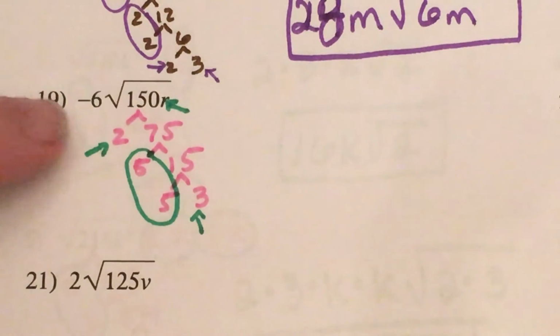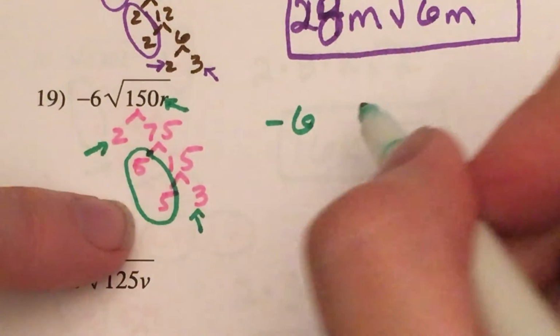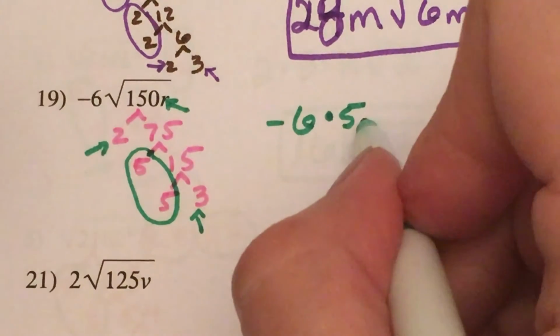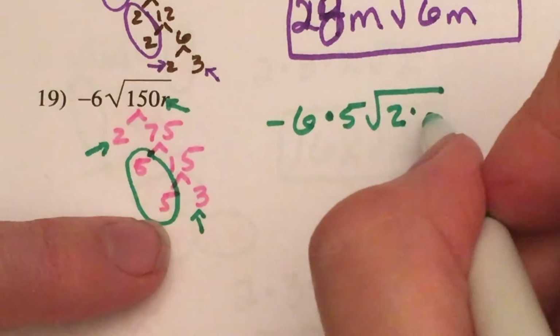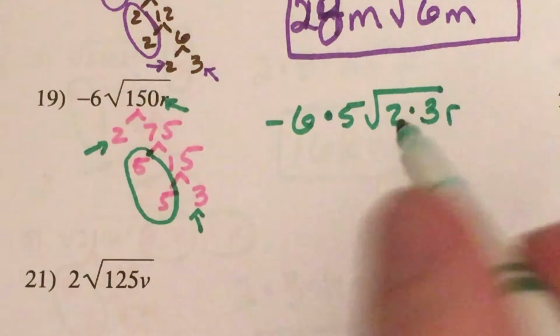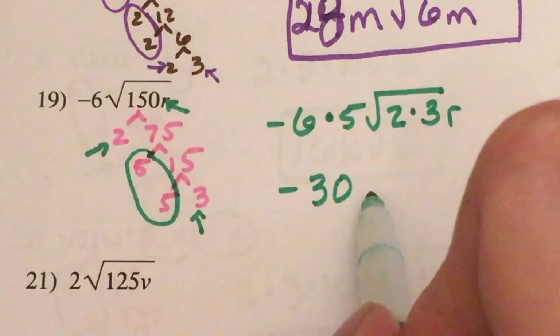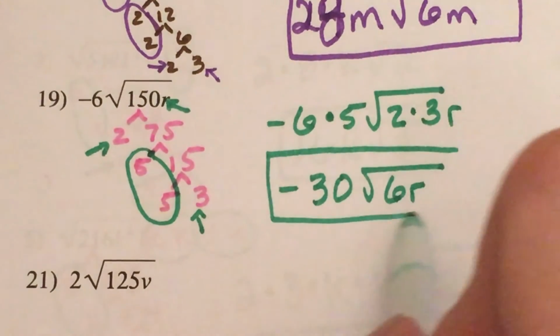That's it. So I have my negative 6 out in front times my bundle of 5s, square root of leftover 2 times leftover 3 times leftover r. So I get negative 30 square root of 6r. Done.